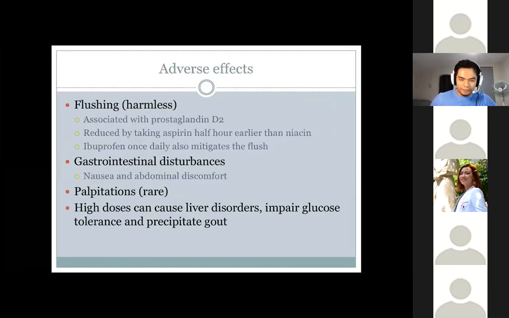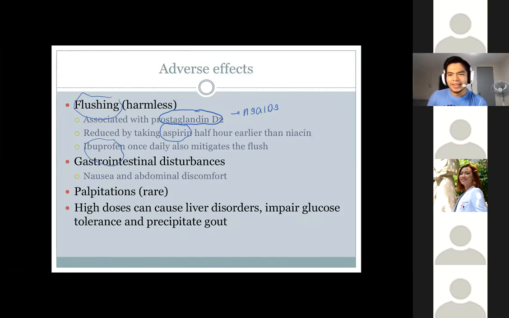Next, toxic effects. Number 1 is flushing or redness. Ang redness, pamumula caused by nicotinic acid is caused by prostaglandin. Okay, prostaglandin. So to relieve redness, we can use NSAID. Okay, to relieve redness, we can use NSAIDs. And in particular, usually ginagamit ay low-dose aspirin. Okay, low-dose aspirin o kaya ibuprofen. Huwag nyo tong kakalimutan kasi common mistake ito ng ilang students.